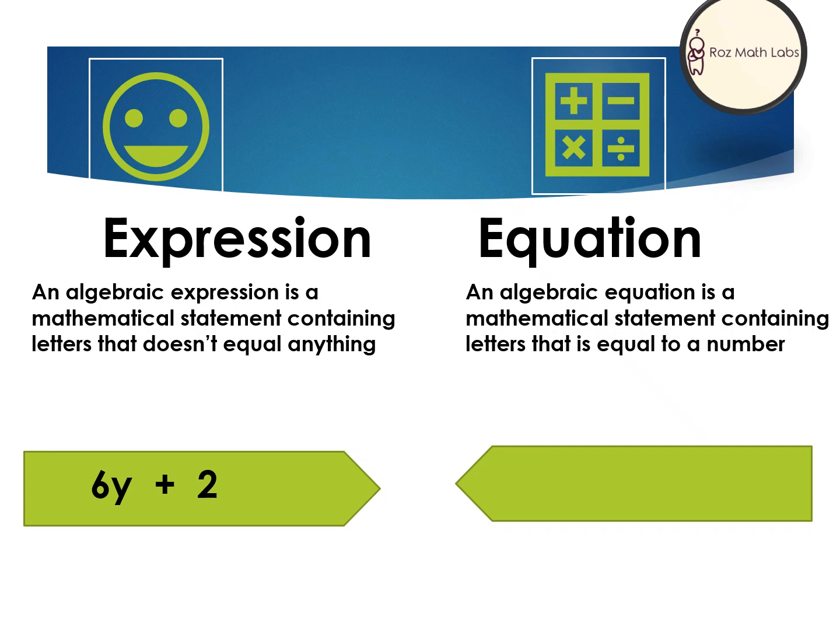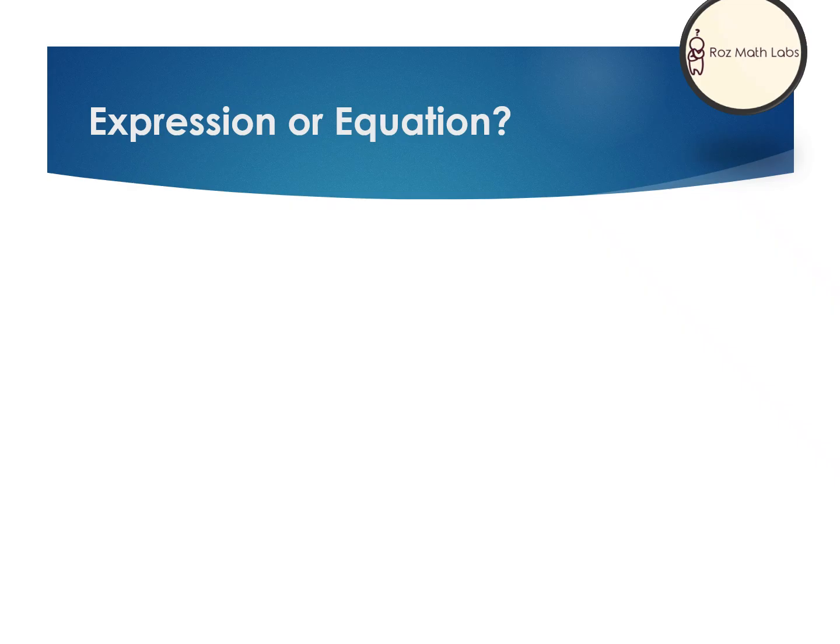On the other hand, an equation is a mathematical statement containing letters that is equal to some number. Example is 2x plus 3y equals 9. It has an equal to sign, so it's an equation. Let us see some more expressions and equations.